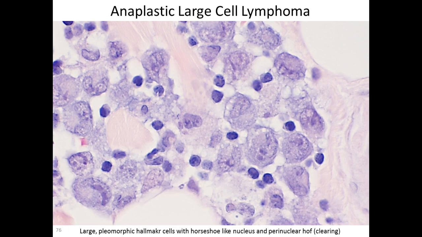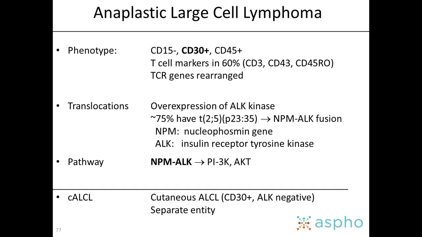This is another example of anaplastic large cell lymphoma. Again, you've got these pleomorphic hallmark cells with a horseshoe-like nucleus, and this perinuclear hof, or a perinuclear clearing. These are a phenotype that are CD30 positive. They have T cell markers in most of them, but even when they don't express T cell markers on their surface, they all have T cell receptor gene rearrangement.